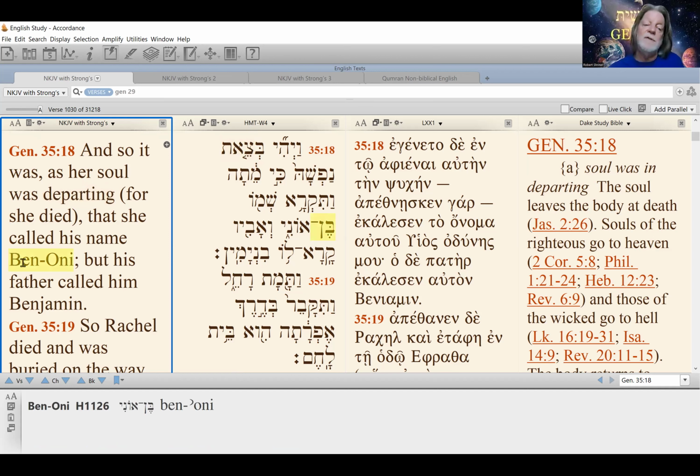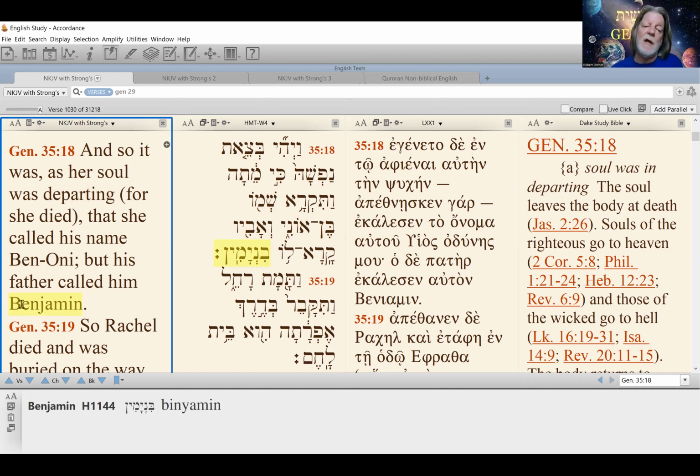That she called his name, the child's name, Ben Oni. Ben means son of, Oni means my pain or my suffering. It can also mean mourning, as we see down below in the information window, son of my mourning. But his father called him Binyamin.